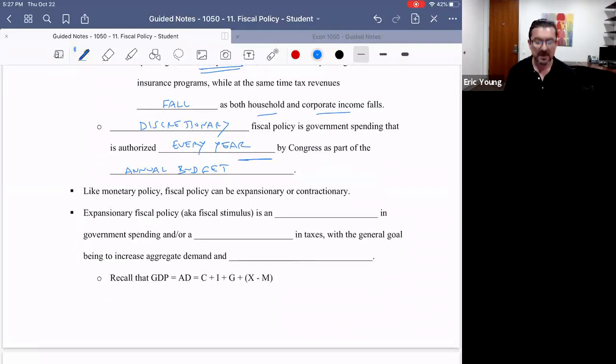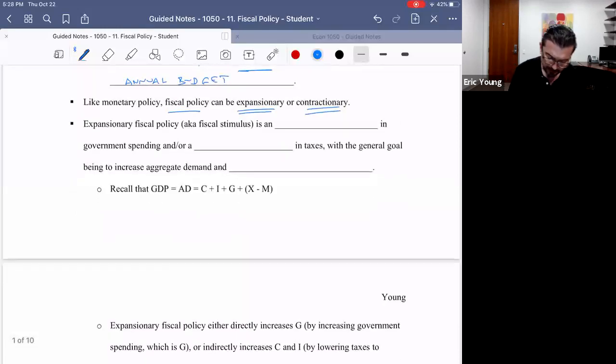Now, much like monetary policy, as we discussed before, fiscal policies can be either expansionary or contractionary. So this can be a tool in theory that can be used to open up or contract, expand or dampen down the economy. Let's talk first about expansionary fiscal policy.